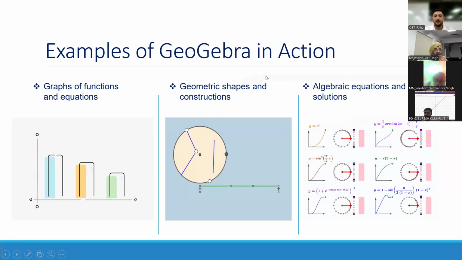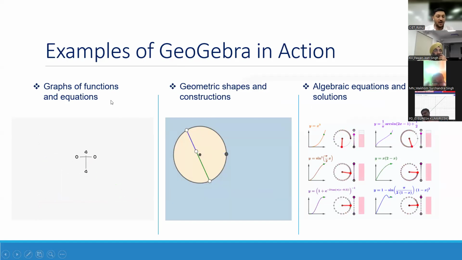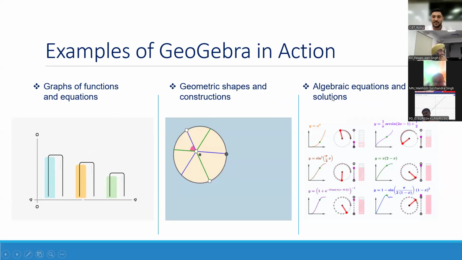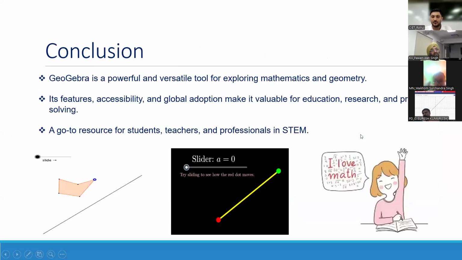There are some examples for GeoGebra in action: graphs of functions and equations, geometric shapes and construction, algebraic equation and solution. Conclusion: GeoGebra is a powerful and versatile tool for exploring mathematics and geometry. Its features, accessibility, and global adoption make it valuable for educational research and problem solving.